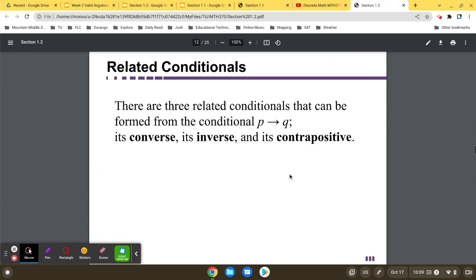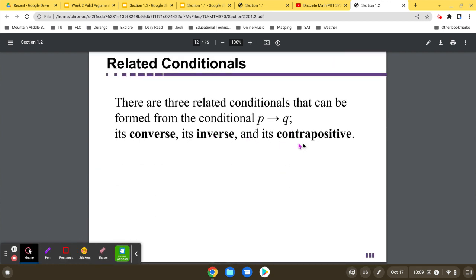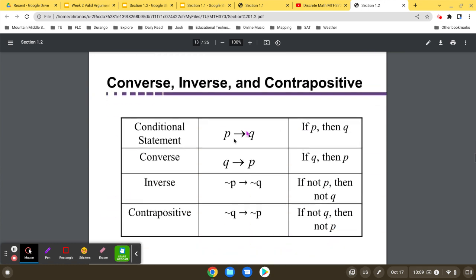All right. So here's where we're going to formally introduce the converse, inverse, and contrapositive. So this is what they look like. The conditional statement we start with is if P, then Q. The converse is if Q, then P. The inverse is the negation of P implies the negation of Q. And the contrapositive is the negation of the converse. So these two go together. They're the negation of each other. And then these two go together. They're the negation of each other. So what we're trying to do is establish equivalencies.